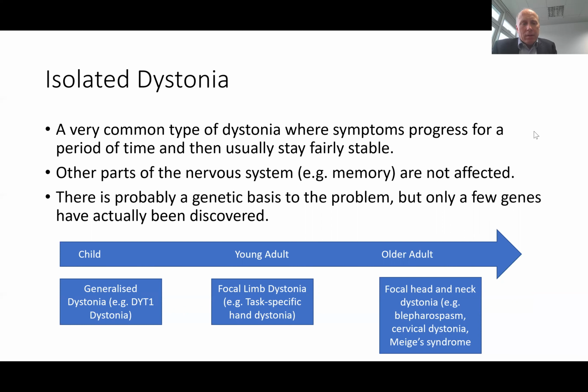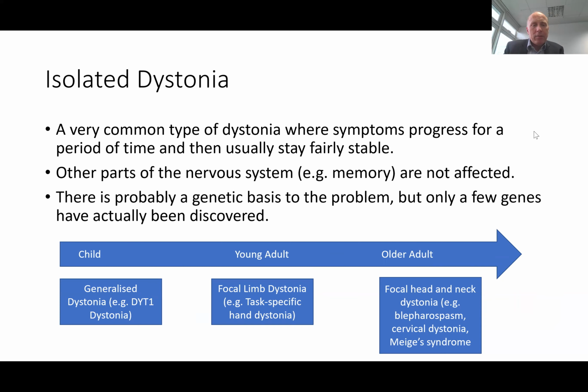So there's a way in which isolated dystonia shows itself depending on how old you are when it develops. Typically, if you're a child and you develop isolated dystonia, it would often affect the whole body. If you're a young adult, it might affect your hand, for example, a task-specific dystonia. And if you're an older adult, say in your 40s, 50s, 60s and beyond, you would tend to get focal dystonia that might affect the head and neck. So there's a difference in the way isolated dystonia shows itself depending on how old you are when it develops.